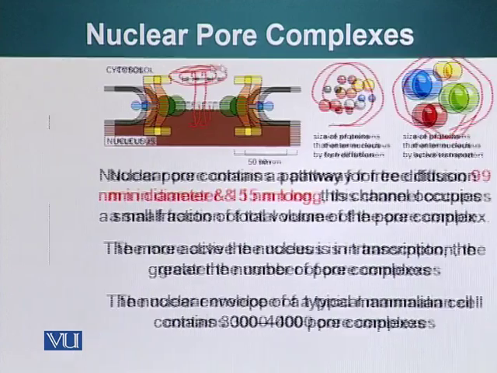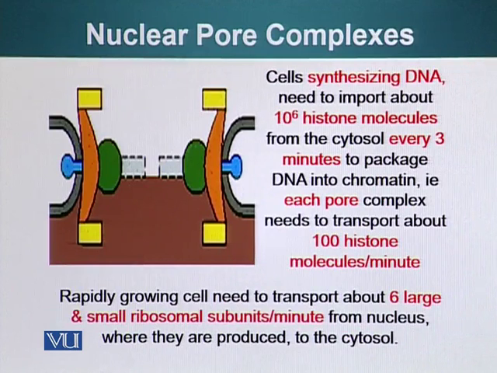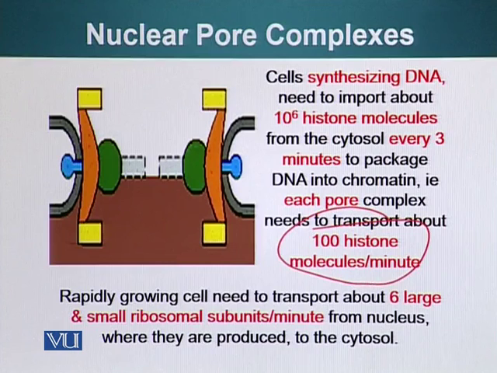For example, a cell synthesizing DNA needs to import about 1 million histone molecules from the cytosol every 3 minutes to package DNA into chromatin, which basically means that each pore complex needs to transport about 100 histone molecules a minute. Also, rapidly growing cells need to transport about 6 large and small ribosomal subunits per minute from the nucleus, where they are produced, and then they have to be exported to the cytosol where they are needed. So again, there is flexibility, and the number of pore complexes can change depending upon cellular activity.